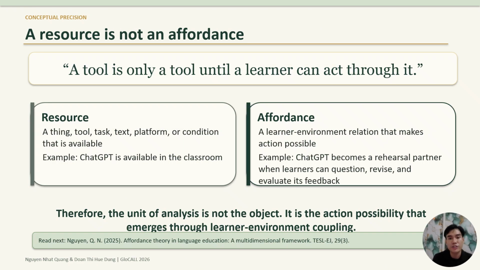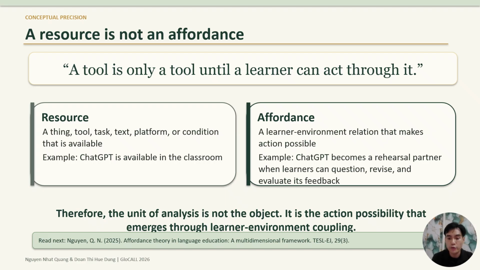Now, this is the distinction that I want to protect very carefully. A resource is not an affordance. A resource is something available, like a task, a text, a platform, a peer, a teacher comment, an AI tool, or functions, or an advantage. But availability is not enough. For example, ChatGPT may be available in a classroom, but it does not mean that it is already an affordance for learning. It may become a shortcut machine, a confusion machine, a fluent generator of nonsense, or, under the right conditions, a rehearsal partner. So the question is not, is the tool there? The question is what actions become possible through learners' relation with the tools.